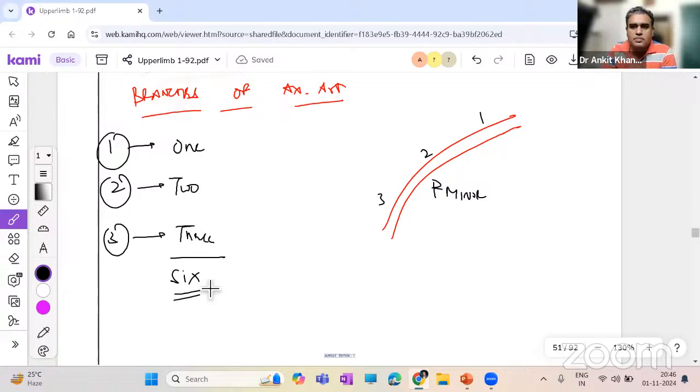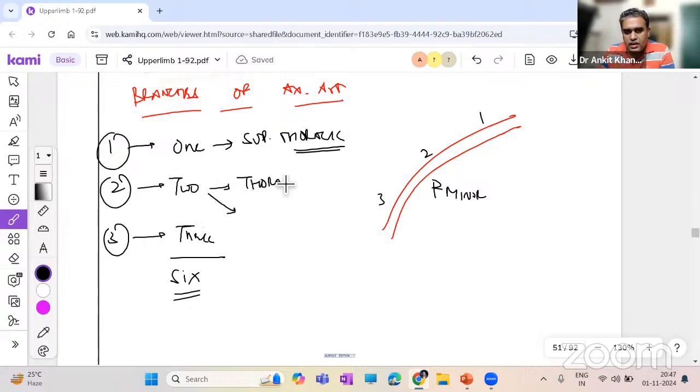Now you can understand which part is higher up: first, second, or third. Obviously the first part is higher up, the third part is lower down, the second is in the middle. Correct. So the first part will give a branch known as the superior thoracic artery. Why superior thoracic? Because it lies in the superior part of the thoracic region. The second part will have 2 branches. One of them is the thoracoacromial trunk, and the second branch is the lateral thoracic artery.